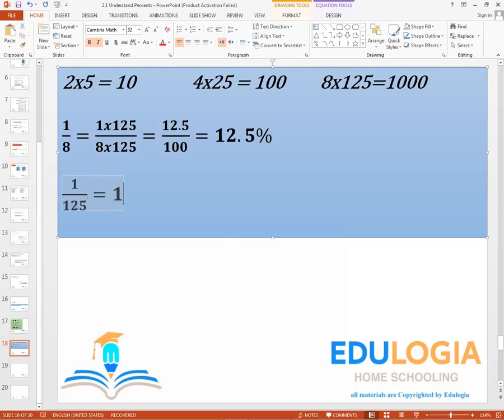Same way here, we have 1/125. And the friend of 125 is 8, because times 8 here, times 8 also, because 125 and 8, the product of them is 1000. And now we have it as 8 over 1000. And it's not good. I need just 100 down. Removing the zero from here and putting a decimal here, but we have to start with zero. So it is 0.8 percent.